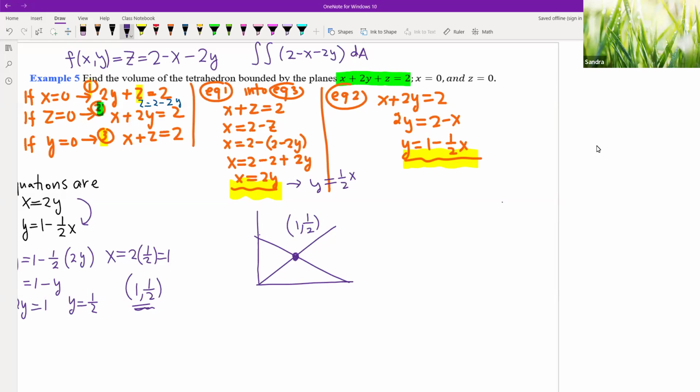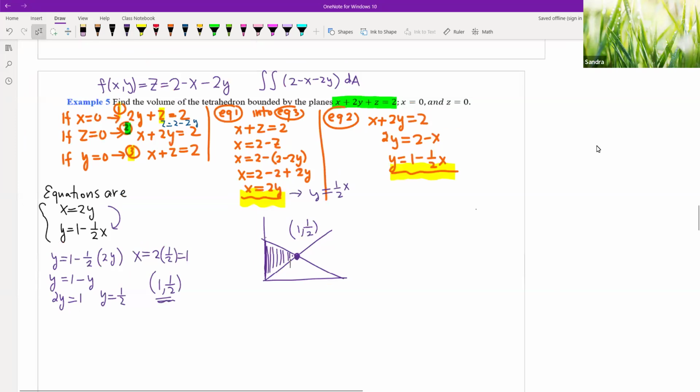And it's also bounded by x is equal to 0. So we're talking about this region right here. We know that it's bounded by x equals 0 because it was given to us. And the two equations that we have in yellow, this one and this one, give us what we have right here. That's the point of intersection between the two lines.